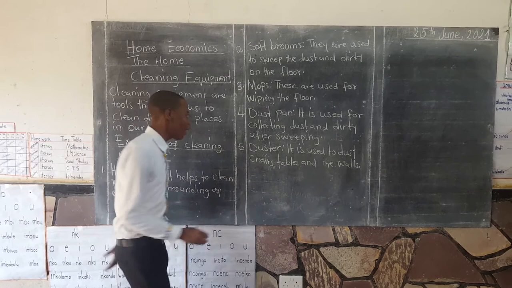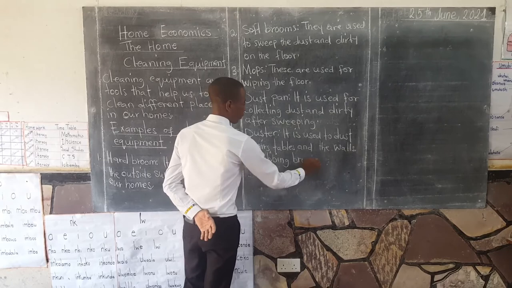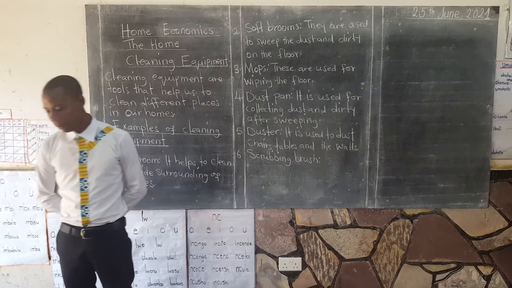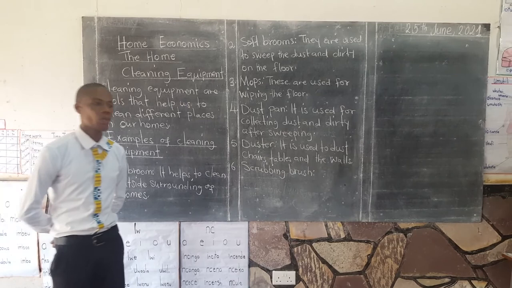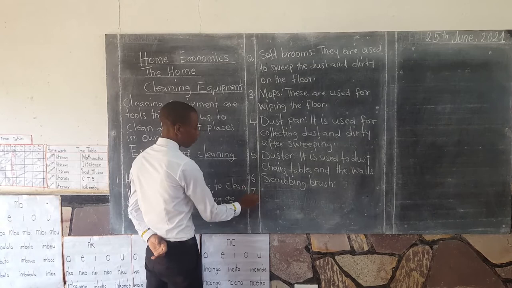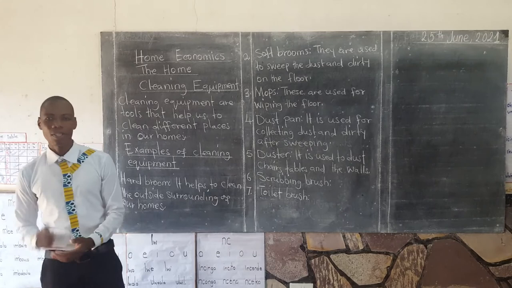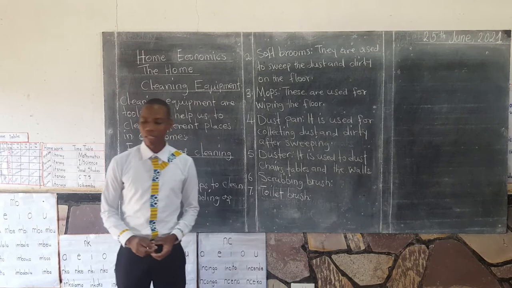Apart from a duster, we also have what we are calling a scrubbing brush. We use a scrubbing brush to scrub and wash hard surfaces. Apart from a scrubbing brush, we have what we are calling a toilet brush. I know we are familiar with the toilet brush because it's a tool that we see each and every time. We use a toilet brush to clean the toilet.